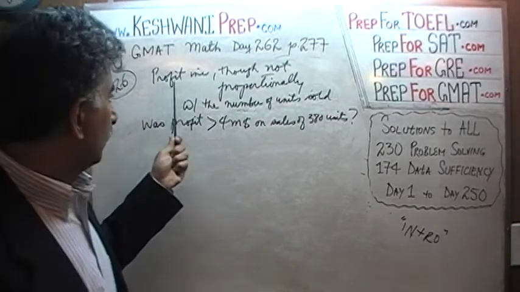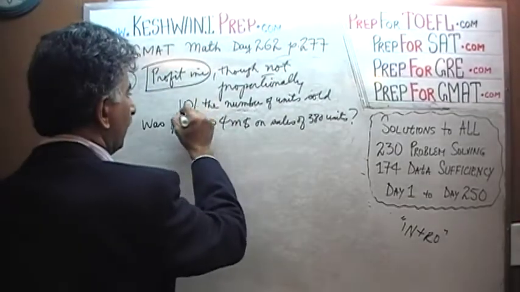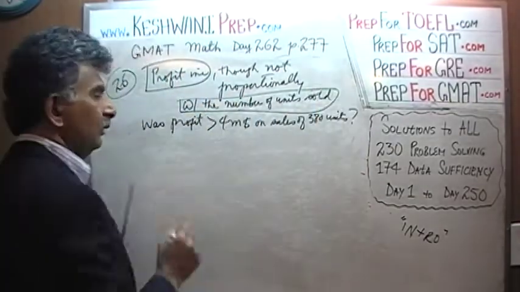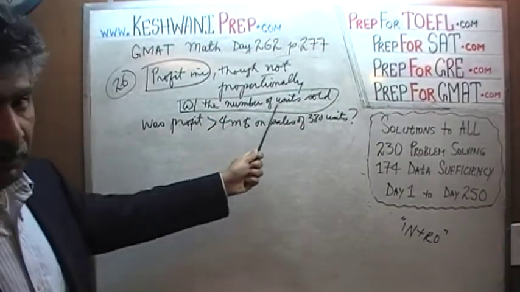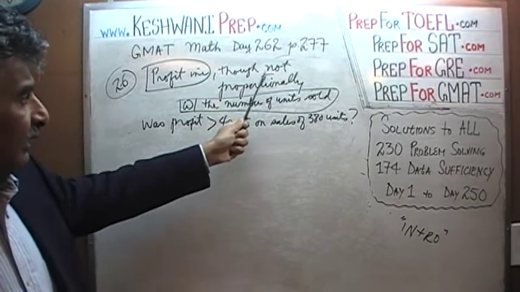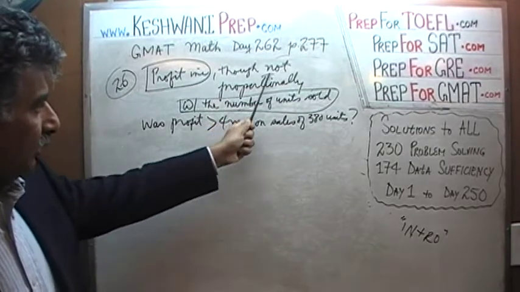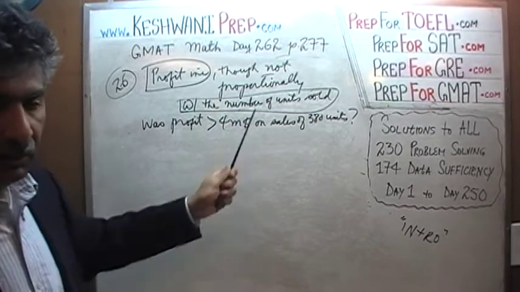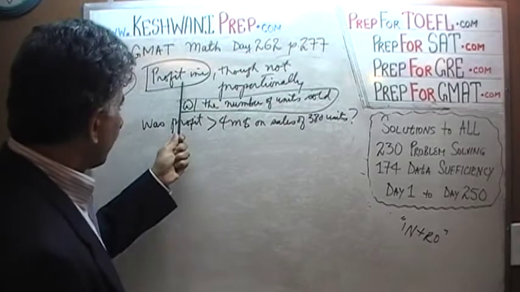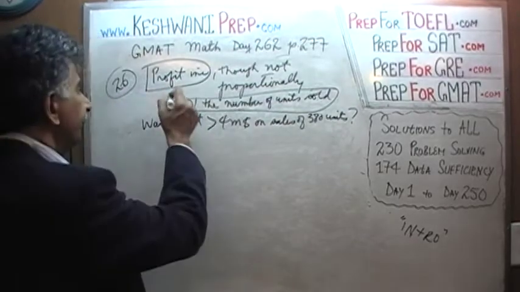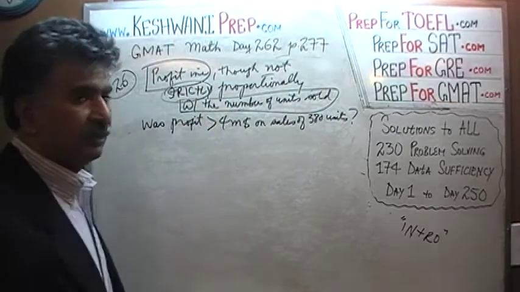Well, we are told that our profit does go up with the number of units sold. We are also told that even though the profit does go up with the number of units sold, it does not go up proportionally. What they mean to say here, when they say though not proportionally, what a strict mathematician would say, is profit increased though not strictly proportionally.